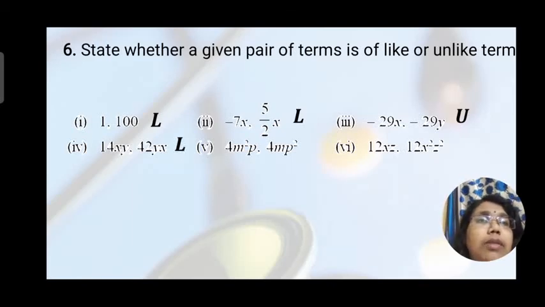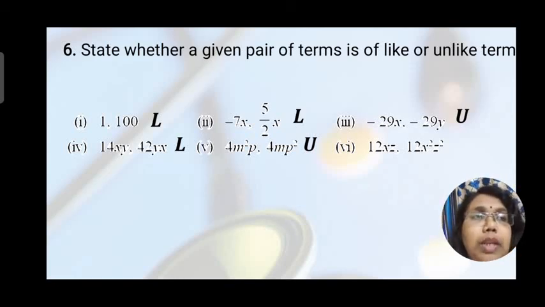Then 14m squared p and 4m p squared. Here the variables, though they are the same, the power given to m in the first term is 2 and the power given to p in the second term is 2. So the powers are not the same. So they are not like terms, they are unlike terms. Last one, again we see the coefficient is the same, but the powers are different. So they are unlike terms.